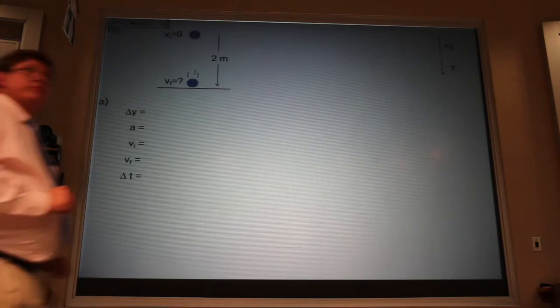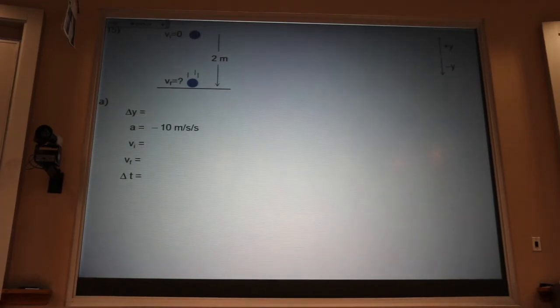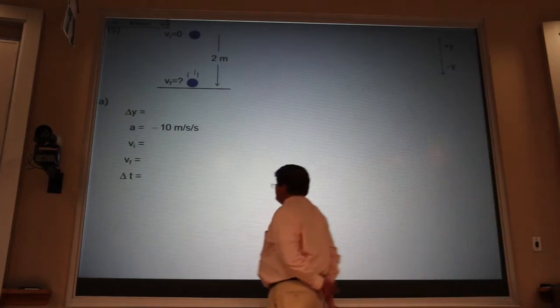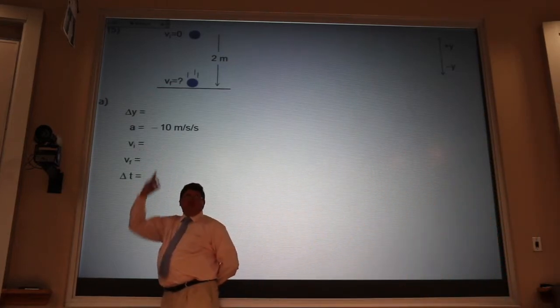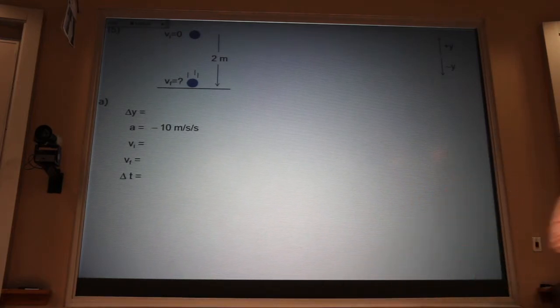I'm going to choose up to be positive and down to be negative. In that coordinate system, my acceleration in free fall is negative 9.8, I'm going to call it negative 10 meters per second every second. Now, the minus sign simply means down. Now, the initial velocity in this problem is 0. I need 3 pieces of information to proceed. The other piece of information is my delta y.